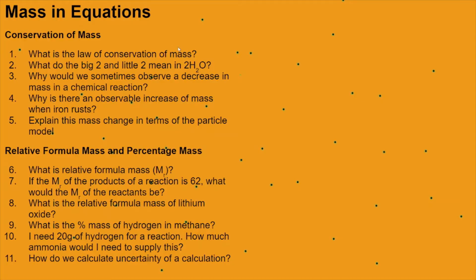So in the last video on bonding, we discussed a lot about this little 2 here. We talked about how it referred to, in the covalently bonded molecule of water, H2O, there are 2 hydrogen atoms and 1 oxygen atom covalently bonded together. But the big 2, it simply refers to the ratio of molecules that we need in that chemical reaction.